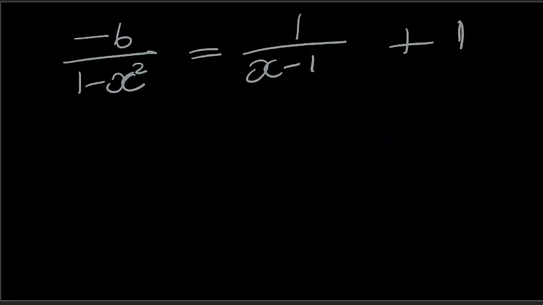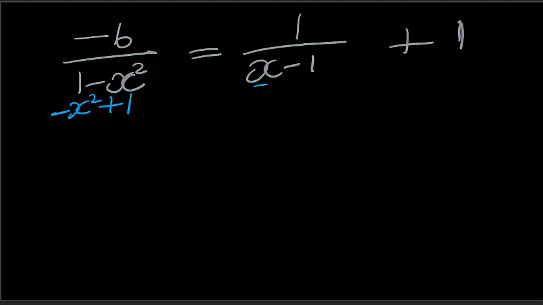Next question, we say minus 6 over 1 minus x squared is equal to 1 over x minus 1 plus 1. So how do we do this? Well, let's start with our x squared, right? This looks like difference of squares to me. So what I suggest, because I like to have my x's first, right? Let's say minus x squared plus 1.